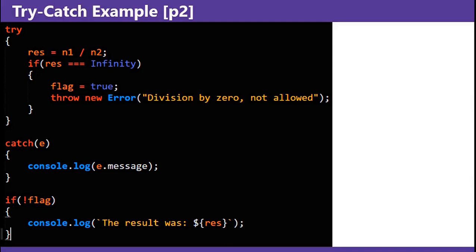not allowed." And then you're catching if it was a 0 division error and printing out that message, "division by 0 not allowed." And then finally, if that flag was never changed to true, you're logging out what the result was. The point of this example is basically so the user doesn't see that the result of the division was Infinity. They only know the result if you didn't divide by 0. And if you did divide by 0, they get the message back that division by 0 is not allowed.